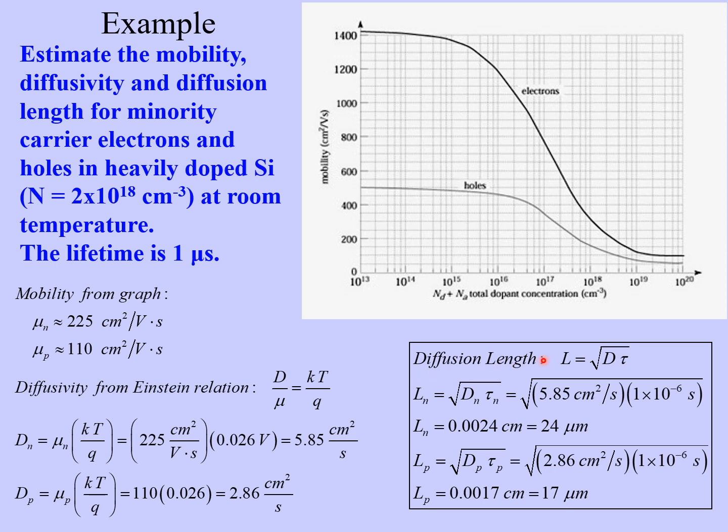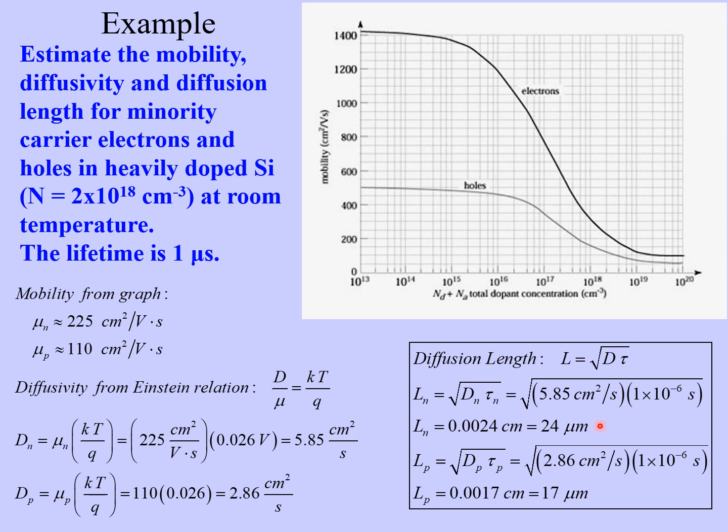And then to calculate the diffusion lengths, again, we're just going to use square root of D times tau. Now this problem, we're told that the lifetime is 1 microsecond, so that is changed from the previous problem. So for electrons, the diffusion length is 5.85, that's D, times tau, which is 10 to the minus 6 seconds, and that's 0.0024. If you multiply that by 10 to the fourth, you get 24 microns. So obviously, for heavily doped silicon, the diffusion length is much shorter. And that makes sense.